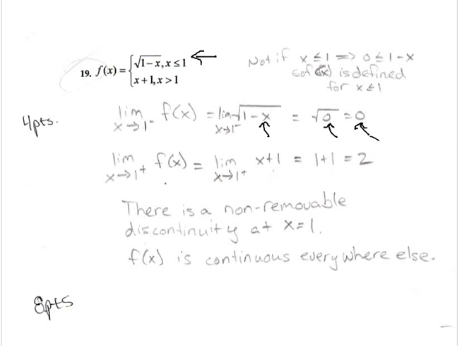If we approach on the right, same logic as in some of the previous problems that we had done, we get that the limit as x goes to 1 on the right is 2. So the two limits as we approach 1 on the left and the right are not equal, so the limit is not defined. So there's a non-removable discontinuity at x equal to 1. And that's the only place where this function is discontinuous, so therefore we can say that f of x is continuous everywhere else. Okay, so that is up through problem number 19.